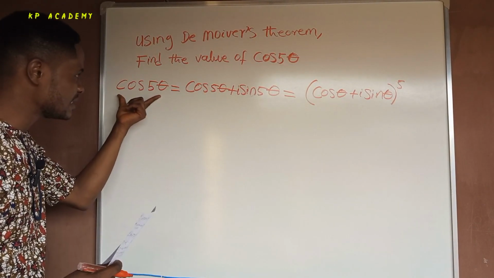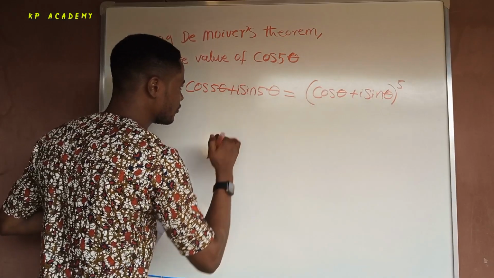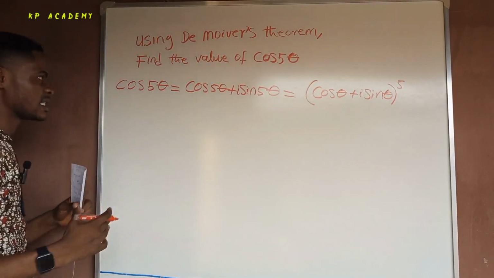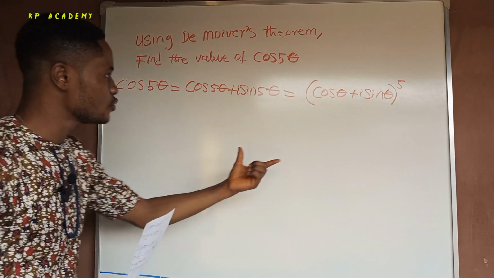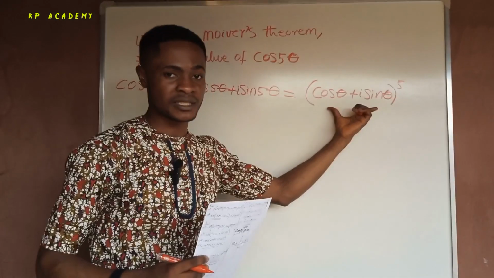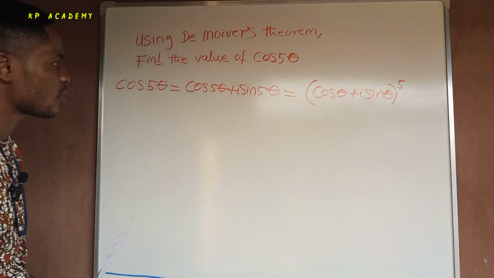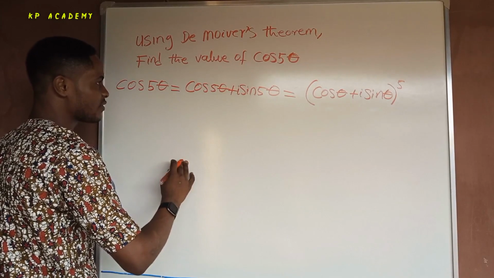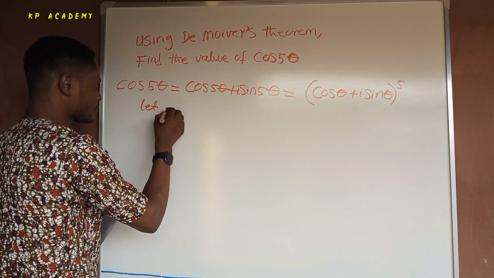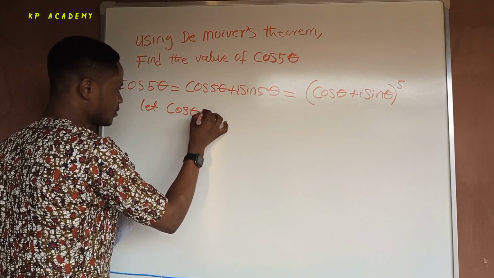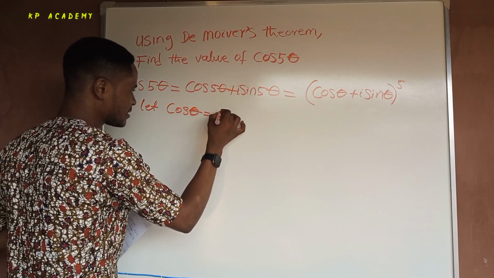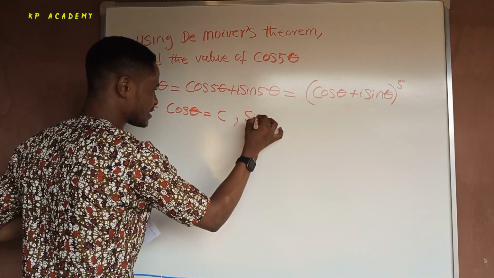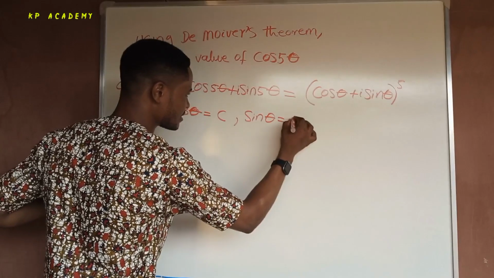Since we are told to use de Moivre's theorem, this is equal to this, which in turn is equal to this, in expansion. Now we are going to expand this as a binomial series, the same way we tackle problems under binomial theorem. Before we advance further, let cos theta be represented as C, and let sin theta be represented as X.